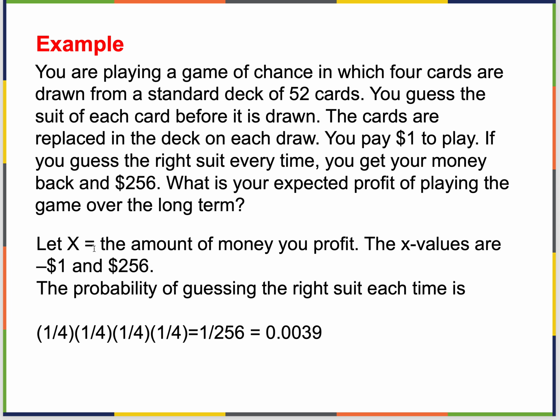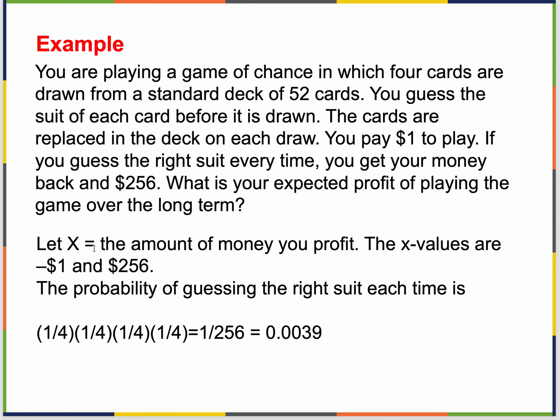All right, here you're playing a game of chance in which 4 cards are drawn from a standard deck of 52. You can guess the suit of each card before it's drawn. The cards are replaced in the deck on each draw. You pay $1 to play, and if you guess the right suit every time, you get your money back plus $256. What's your expected profit of playing the game over the long term?